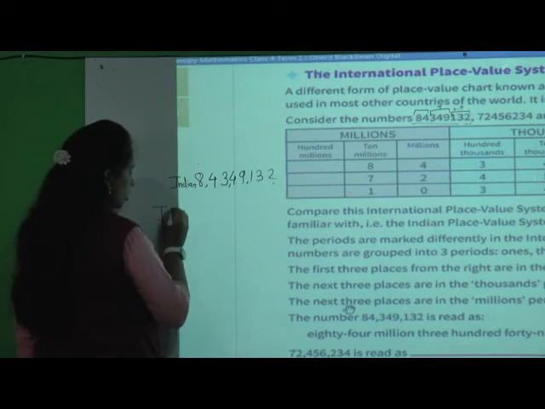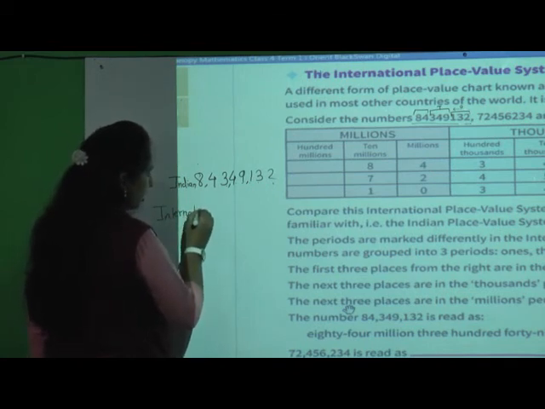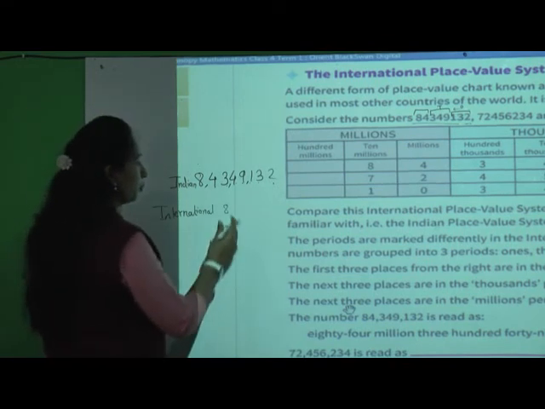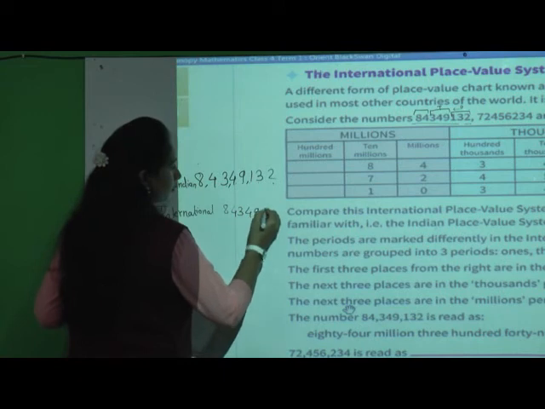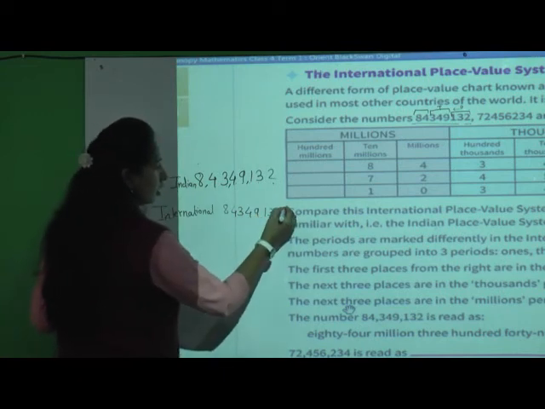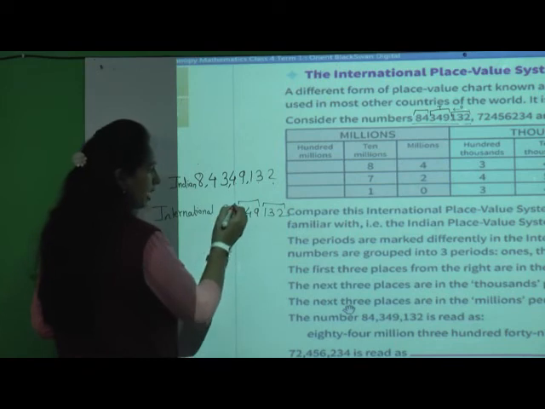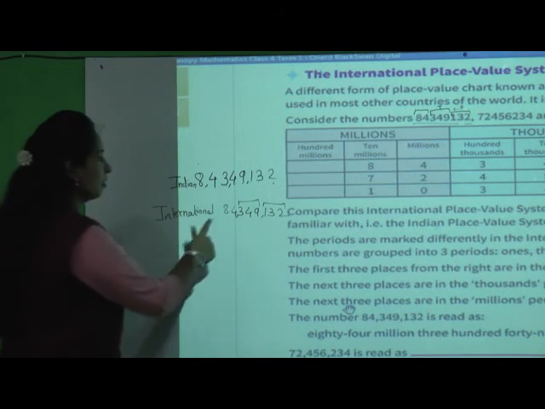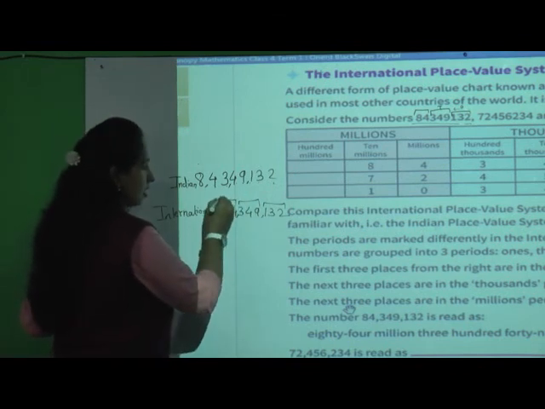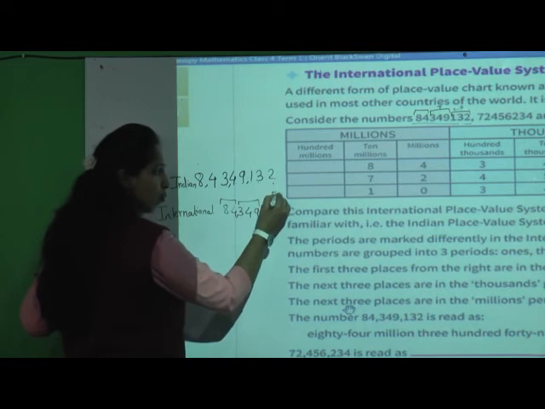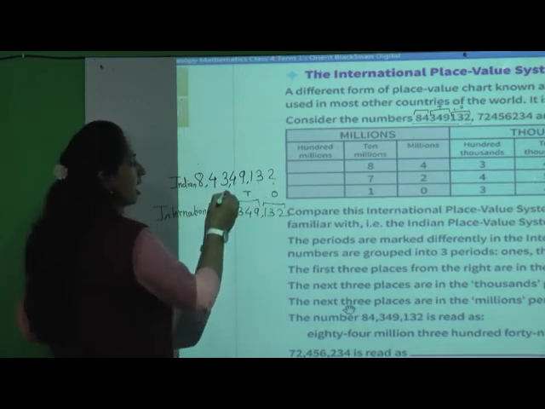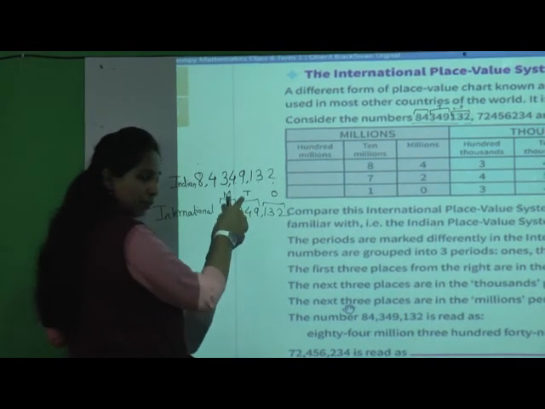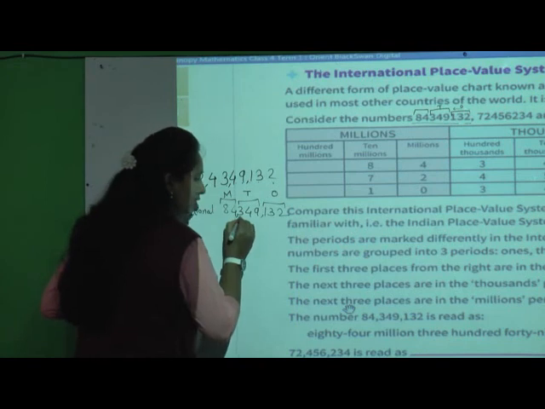Okay, now international. In international, the numbers will group into 3 periods. The same number. First 3 group, second 3 group and remaining. So commas will come in this way. So how will we read this number? 84 millions. See, first 3 digits will come in ones, next will come in thousand, and next will come in million. So 84,349,132. When we are saying 349,000 together, you have to write, okay?